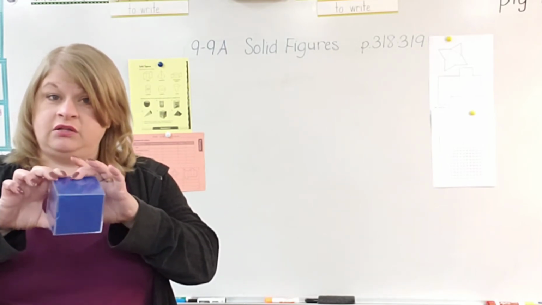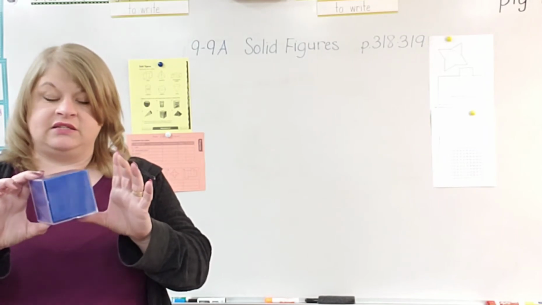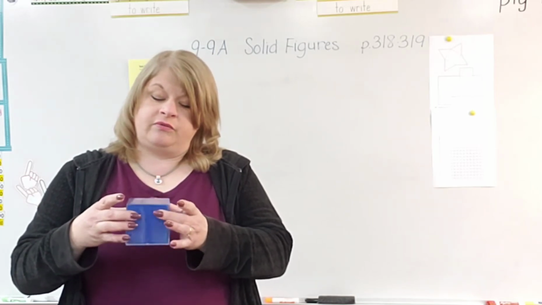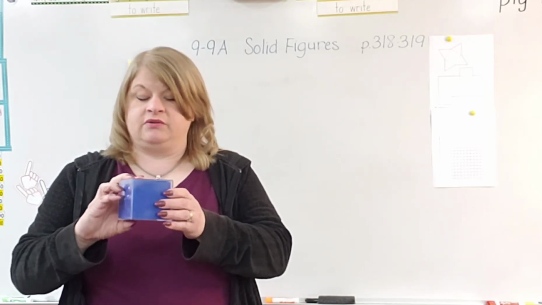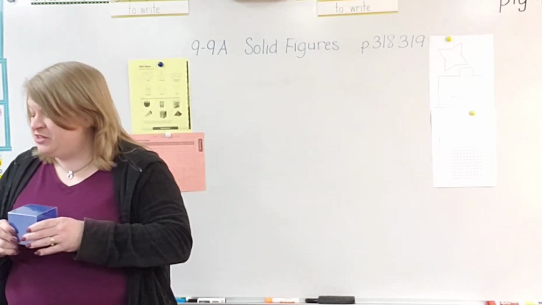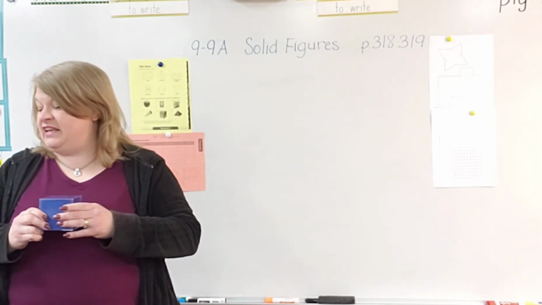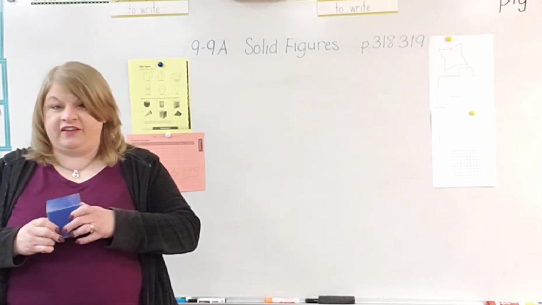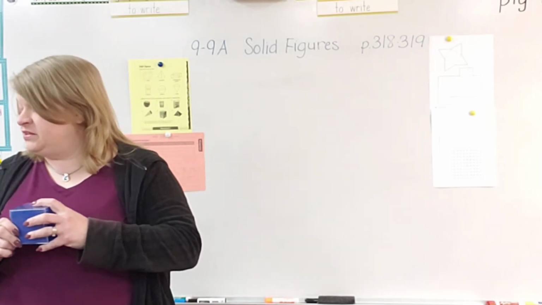Do you know what this is called? Looks like a little box, doesn't it? This is a cube. Ice cubes are kind of in this shape. It's a box, right? We're going to talk more about this. Let's make sure you've opened your book to page 318, Solid Figures. Let's look at what it says.